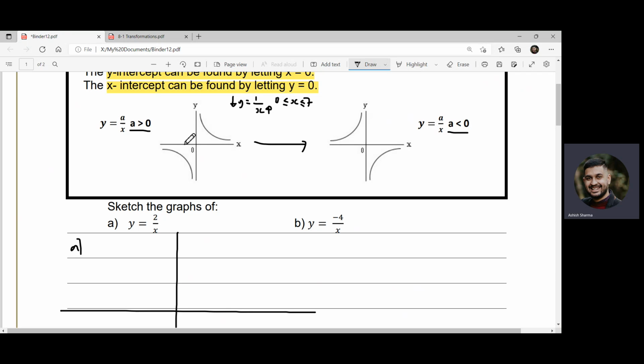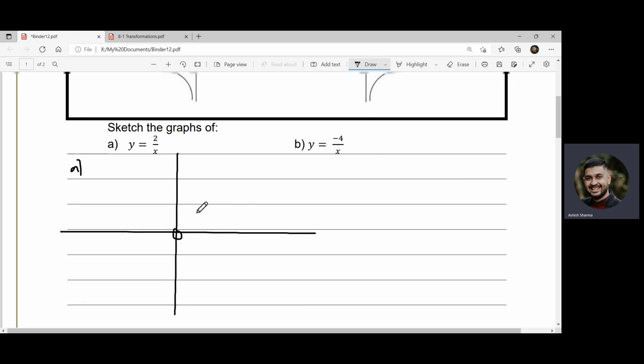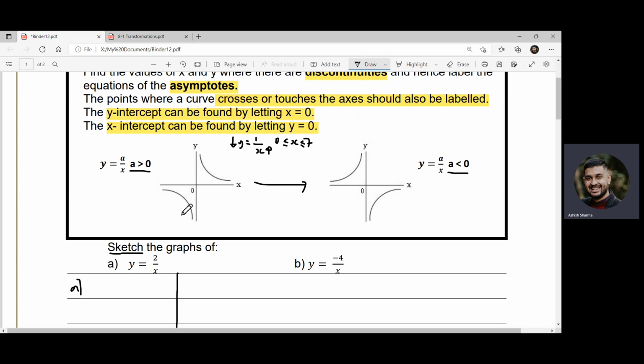Now, if you look at the general shape of a reciprocal graph, it looks like this. At A level, there is no necessity for you to be very, very detailed in your approach to the reciprocal graphs. A sketch gets the most important features that we need. Okay, so 1 over x will have this sort of shape.